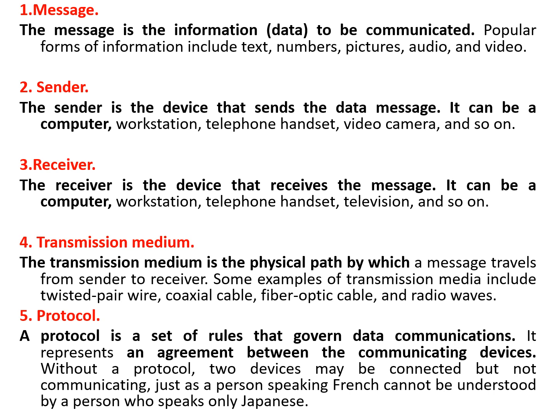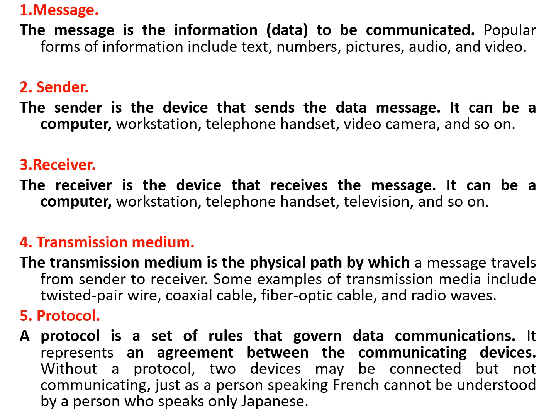The one which receives the information, you can call it a receiver, and that device can again be a computer, a workstation, a telephone handset, a television, whatever it is. Now, in order to transfer the information, I should have a transmission medium. This transmission medium is the physical path by which the message travels from sender to receiver. There are many transmission media that can be considered, like twisted pair cable, coaxial cable, fiber optic cables, and sometimes even radio waves to communicate the information between the two ends.